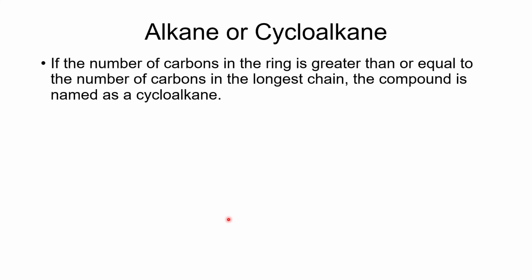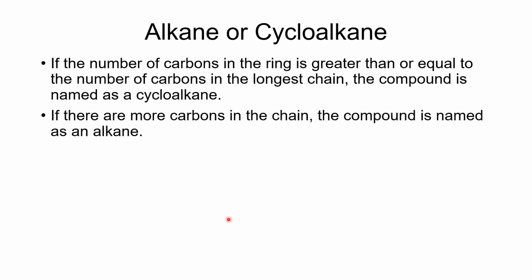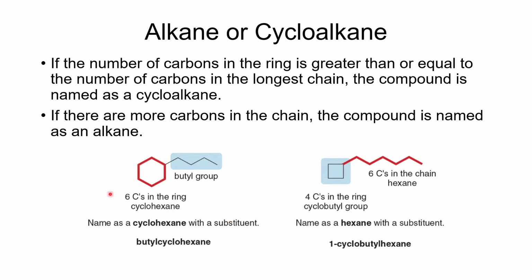Sometimes this happens on occasion: alkane versus cycloalkane. If the number of carbons in the ring is greater than or equal to the number of carbons in the longest chain, the compound is named as a cycloalkane. If there are more carbons in the chain, then name it as an alkane. Here are some examples. Here we've got 6 carbons in the ring and 4 carbons in the chain, so this would be butyl cyclohexane. In this case, we've got 6 carbons in the chain and 4 carbons in the ring, so we name this as a cyclobutyl group attached to hexane. Because hexane has different positions, we need to indicate where, so we call it 1-cyclobutyl hexane.